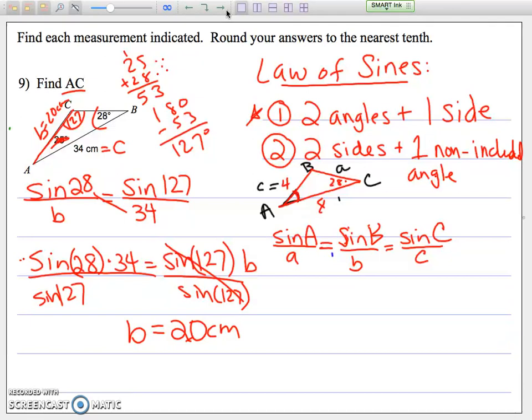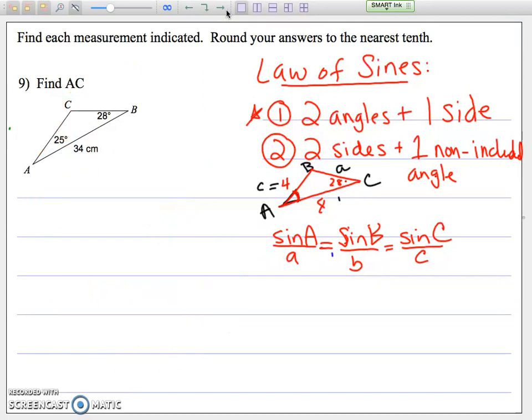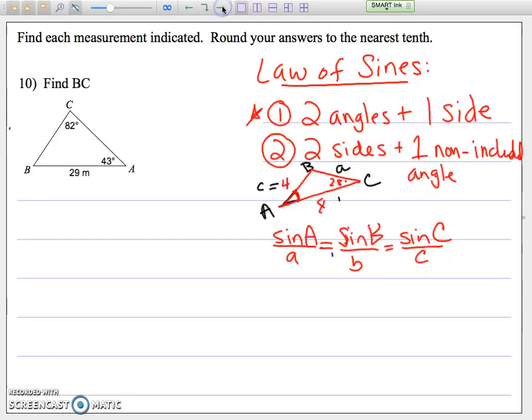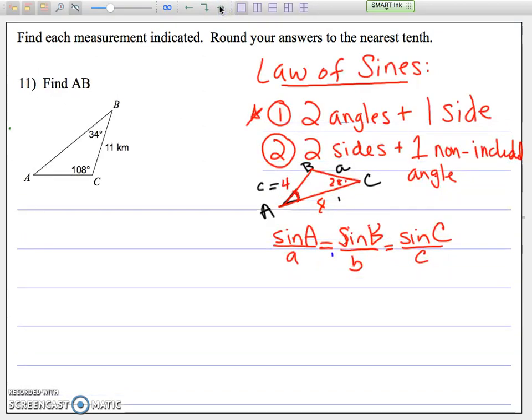We're going to do one more together. Number 11. Everybody take a look at number 11. Again, why do we need to know this? Well, we need to know this because not all triangles are right triangles. So you can't always use your trig ratios. If you notice, none of these have right angles. So that's when we have to use the law of sines.